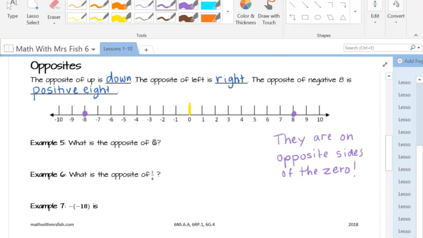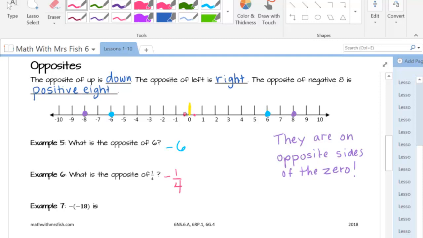What is the opposite of 6? Let's get a new color. Well, here's 6. The opposite is negative 6. What is the opposite of 1/4? Let's get a new color. Pink. The opposite is negative 1/4. There and there. Kind of estimating.